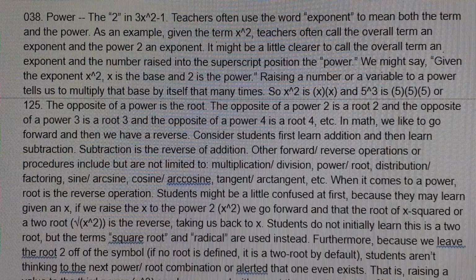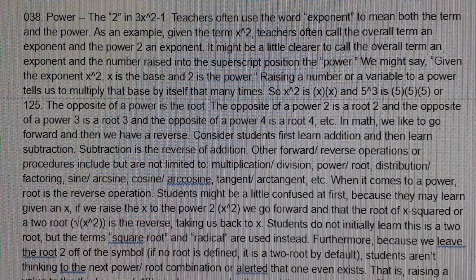Students might be a little confused at first because they may learn, given an x, if we raise the x to the power 2, x squared, we go forward, and then the root of x squared, or a 2 root, the square root of x squared, is the reverse, taking us back to x. Students do not initially learn there is a 2 root, but the terms "square root" and "radical" are used instead.